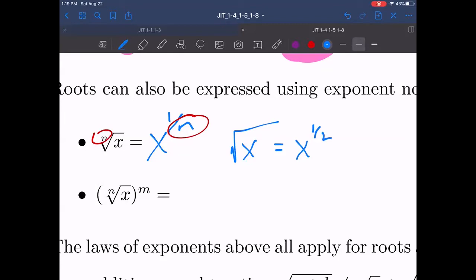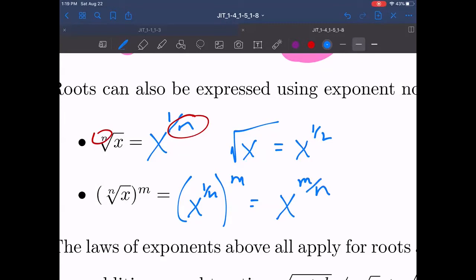Now we can also raise a root to an exponent. And if that's the case, we'll rewrite it as a fraction. So it's x to the 1/n to the m. And then we've just got two exponents, and we said in our exponent properties that we just multiply exponents. So that becomes x to the m over n.